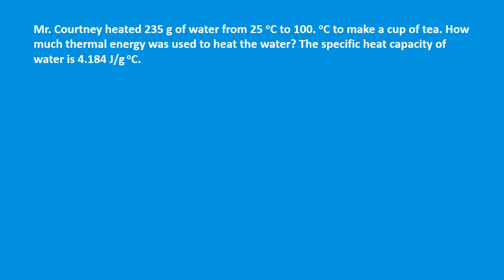So, suppose that I heated 235 grams of water from 25 degrees Celsius to 100 degrees Celsius to make a cup of tea. How much thermal energy was used to heat the water? The specific heat capacity of water is 4.184 joules per gram per degree Celsius. So let's look at what we're given in the question. We're given mass. We're given our initial temperature, T1, of 25 degrees Celsius. We're given T2, and we want to find Q. We're also given the specific heat of water in the question.